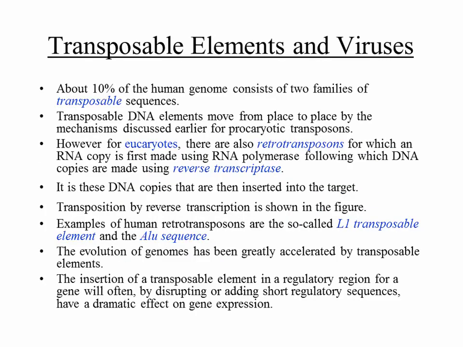Now, as we've said, in the case of the bacterial genome, you have transposable elements that can move about freely in the genome with the help of these transposases. In eukaryotes also, you do have transposable sequences. In fact, about 10% of the human genome consists of two families of transposable sequences. Transposable DNA elements move from place to place by the mechanisms that have been discussed earlier for prokaryotic transposons.